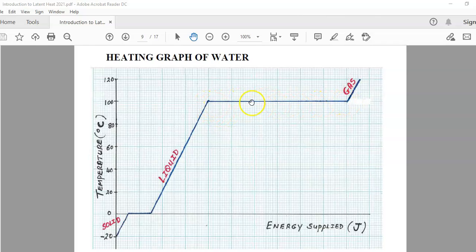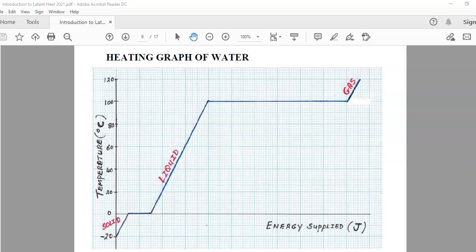You notice this stage in the graph is much longer. It takes much more energy to go from liquid to gas than it does from solid to liquid. That reflects the reality that the specific latent heat of vaporization of water is about 9 times the specific latent heat of fusion of ice. As we said earlier, it takes a lot more energy to boil water than melt ice.